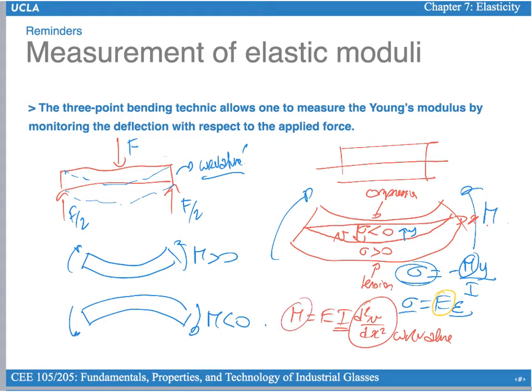So if you are able to measure the curvature of the glass for a given moment, and if you know its moment of inertia, then you can back calculate what is the Young's modulus of the glass. So typically this 3-point bending method is what is used to measure the Young's modulus of glasses.